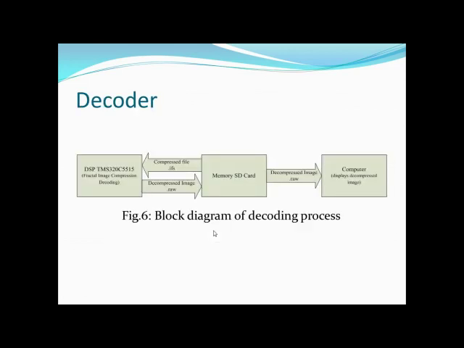Here is a block diagram of the decoding process. The compressed file .efs from the SD card will be loaded to the DSP chip and be processed here. And the result, the decompressed image .raw, will be saved again in the SD card, and this image will be shown on the computer using MATLAB.